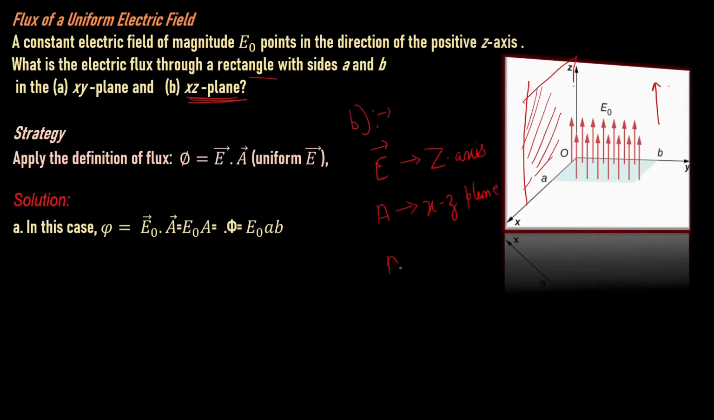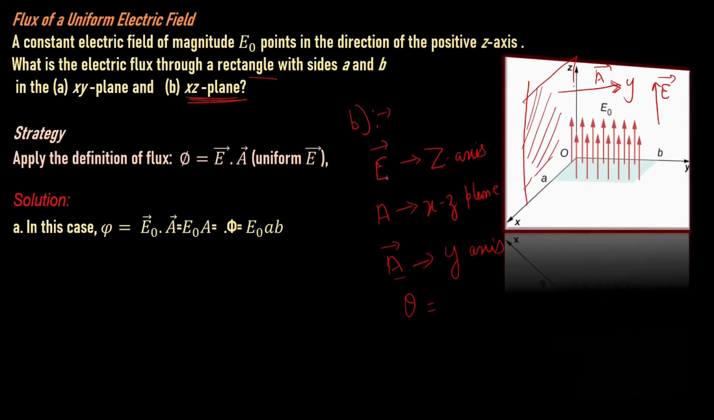What will be the area vector in this situation? The area vector has to be perpendicular to the given planar area. The axis perpendicular to the XZ plane is the y-axis. So this time the area vector will be pointing along the y-axis, and this is the electric field vector. Here the electric field is along the z-axis and the area vector is along the y-axis. Again we have to find the angle between them. That is the third strategy in solving.